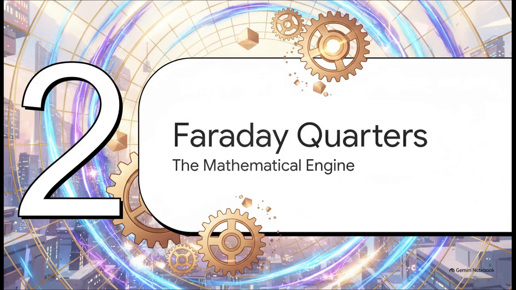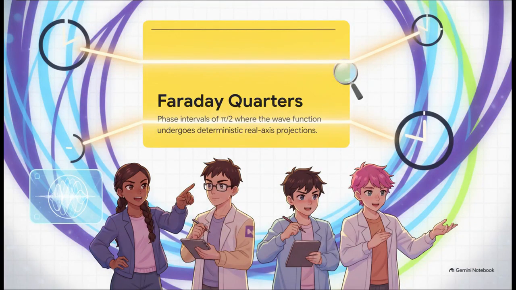Moving right along, Section 2, the Faraday quarter solution. So how exactly does this continuous cycle create the reality we experience? Well, don't let the heavy physics jargon intimidate you here. Let's break this down. Imagine a ticking clock, but instead of ticking seconds, it ticks in 90-degree angles, what mathematicians call intervals of pi over 2. Dr. Rihan calls these Faraday quarters.